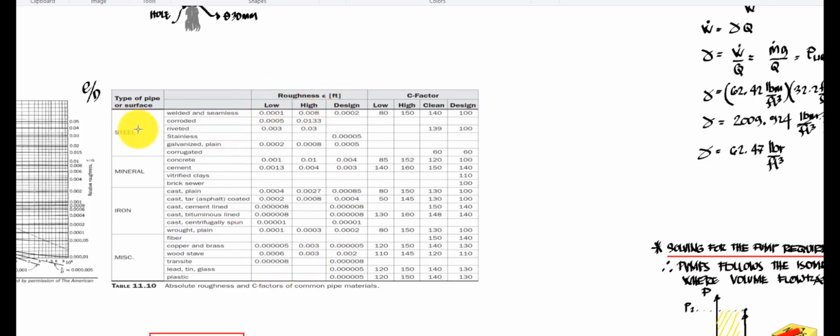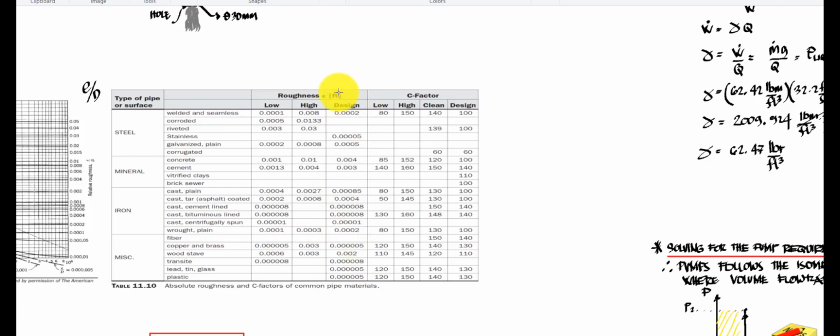So we have low, high, and design. Now for steel, mineral, iron, and for miscellaneous, we have the types: welded, seamless, corroded, riveted, stainless, galvanized, plain, and corrugated. We have concrete, cement, clays, bricks, seaweed. Then for the iron, we have cast plain, cast star, coated, cast cement line, bituminous line, and wrought plain. Wrought iron properties are almost the same, so we'll be using the design.